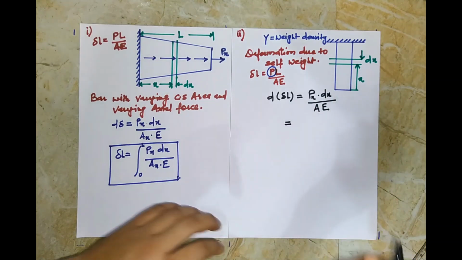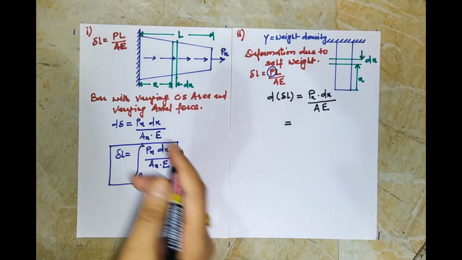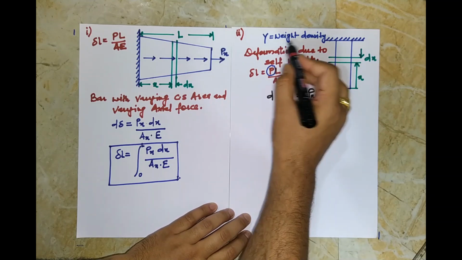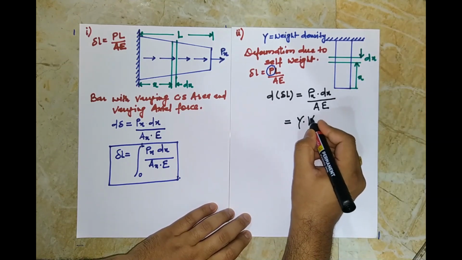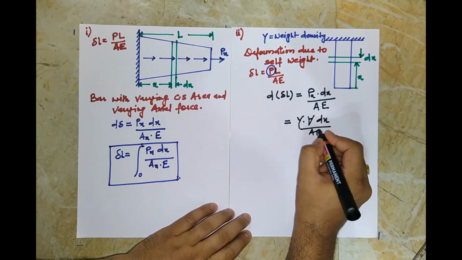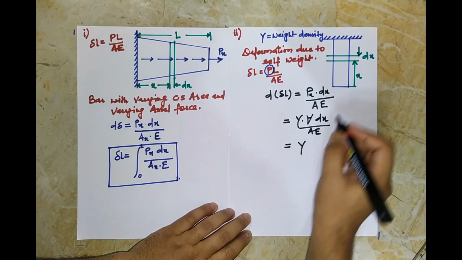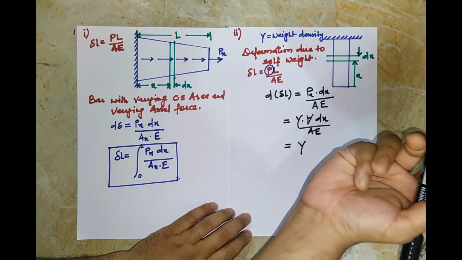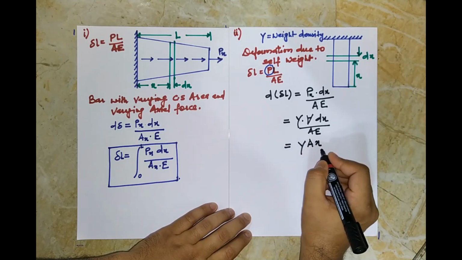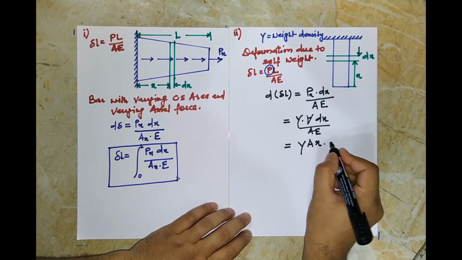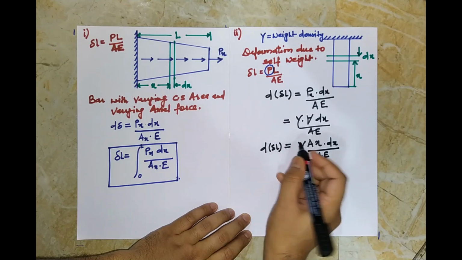Now what is the loading? The loading is actually the weight of the bar hanging below the element. So it will be equal to the weight density gamma times the volume of the bar hanging below it. This volume, supposing it is a cylinder, is area of cross section times height. So the area of cross section is A and the height is x. This much weight is acting on this element, and we write dx upon A E. This is our d del L, the elementary change in length of this small element.